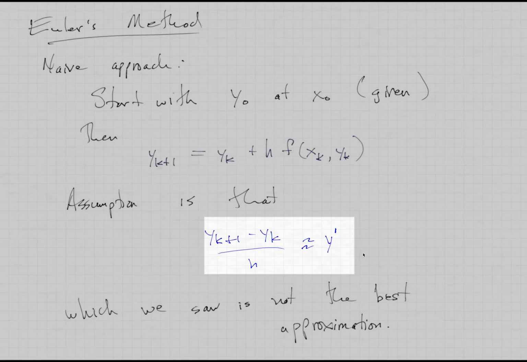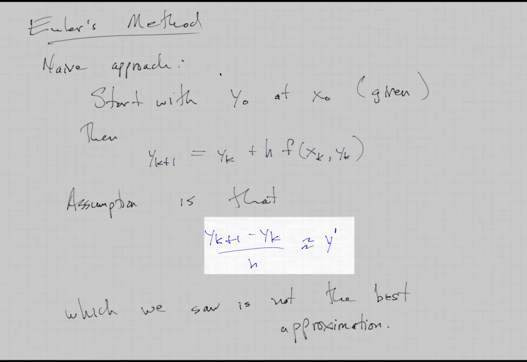And we saw that that's true, but with the qualification that this is really a very good approximation for the point halfway between xk and xk plus 1. It's a good approximation for the derivative at the midpoint. However, in Euler's method, we actually take it to be an approximation for the derivative at yk itself. So this is what we do.